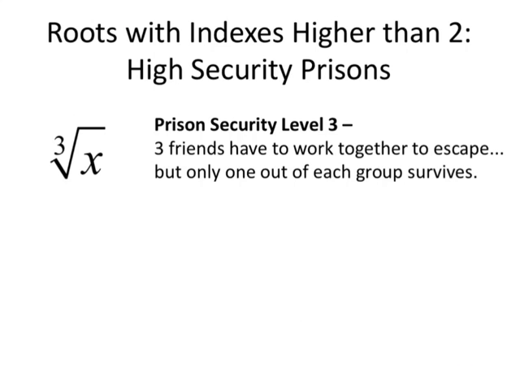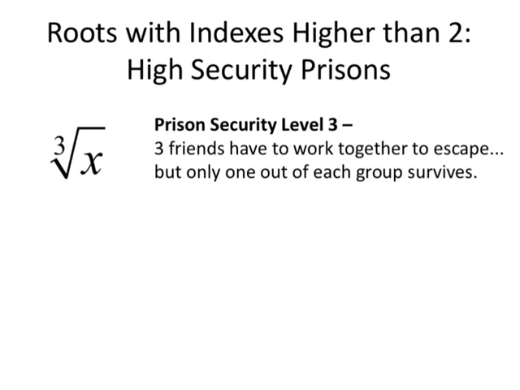So that's square roots, but what about roots with indices higher than 2? These would be considered higher security prisons. So maybe they did worse crimes. So a 3rd level security prison is a cube root, and this is just a different kind of prison. What's under there are still prisoners, but the type of prison that it is, is a higher level security prison.